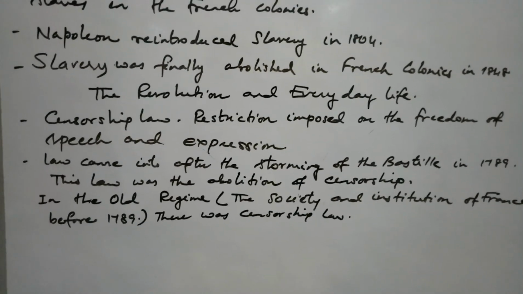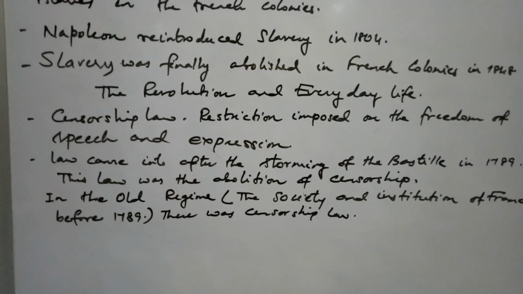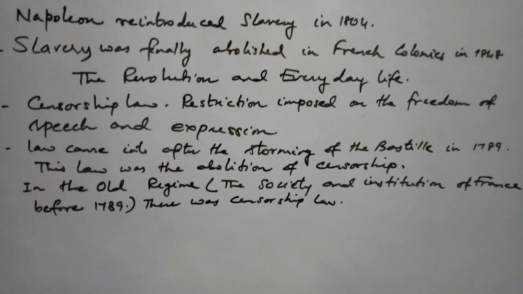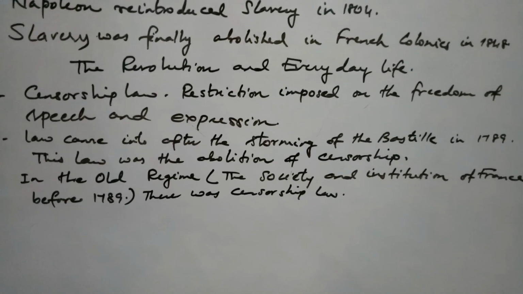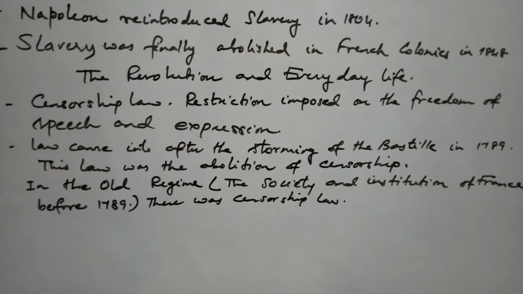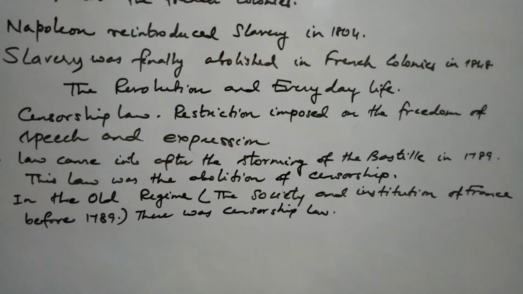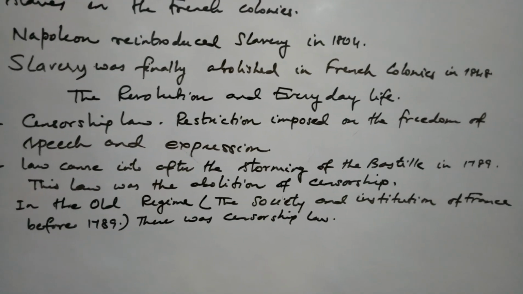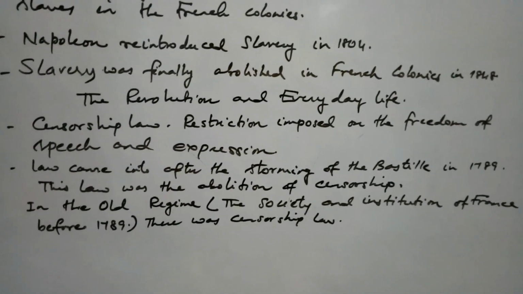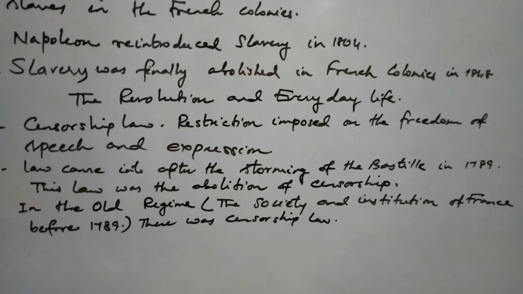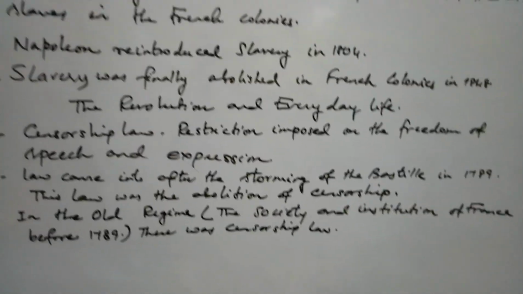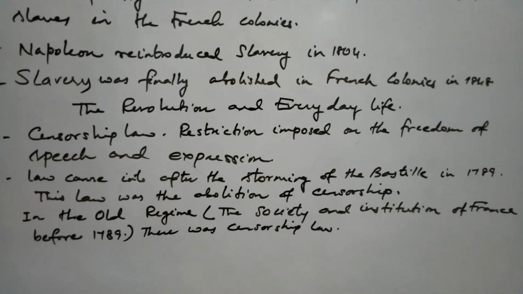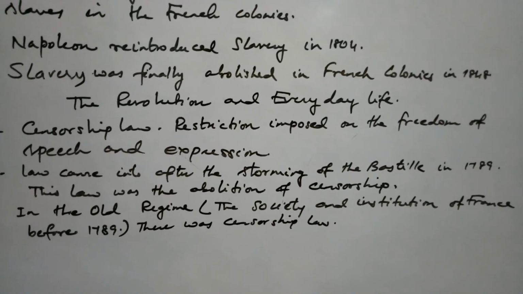So censorship law was there in France before 1789. The period before 1789 is called the Old Regime. This Old Regime period saw censorship laws in which the media and print were not allowed to be circulated freely. And this censorship law came to an end after the storming of the Bastille, that is after 1789. The censorship law was abolished and the people got the right to express themselves.